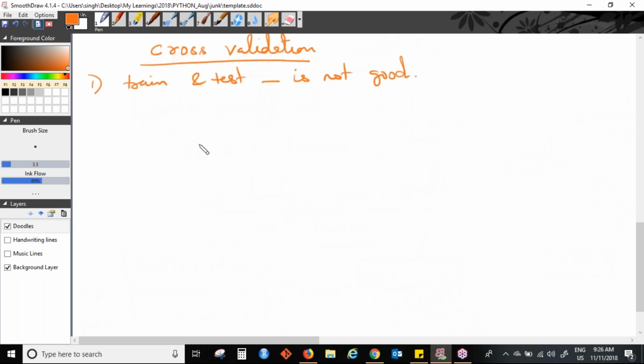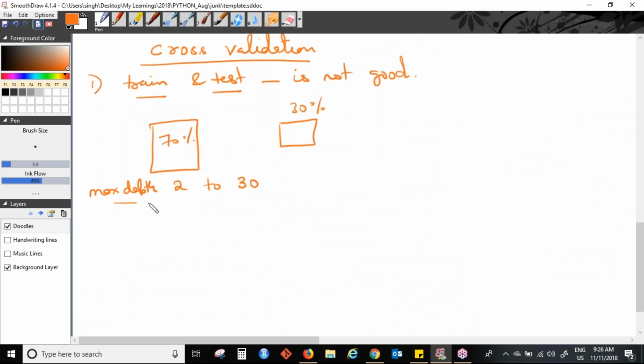Okay, why is having only these two splits, training and test, not good? Because let's say you have 70% data here and 30% data here. Now you try different values of max depth. I'm going back to the same example because this is the easiest to understand. I'm trying different values of max depth from 2 to 30.